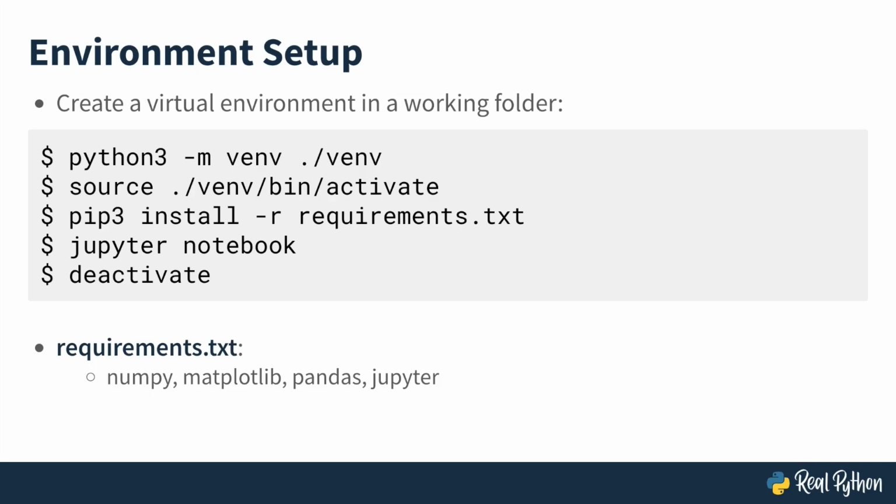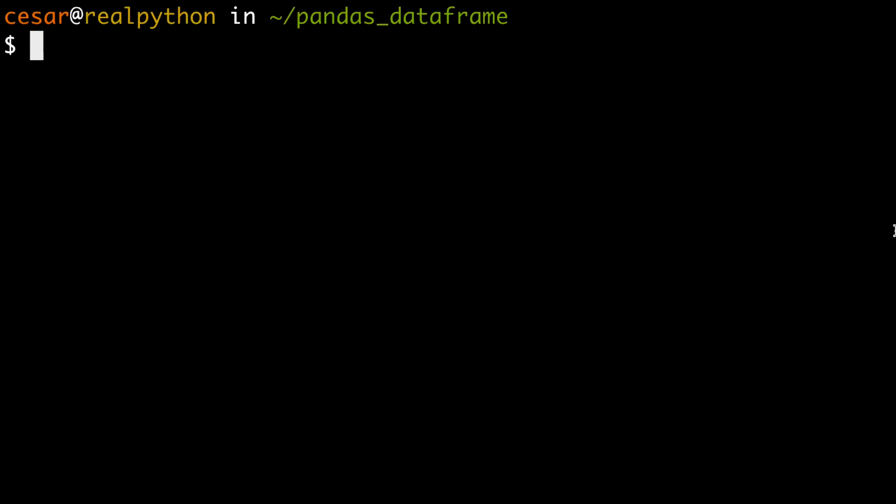So let me show you how to do that real quick in the shell. In your home directory or whatever directory you'd like, go ahead and create a folder for this course. I created one in my home folder, and I've called this folder the Pandas_DataFrame folder. Let's create the virtual environment. So go ahead and type python3 -m, where the m flag specifies the module, and the module is venv, and we want to create in this current working directory a folder also called venv.